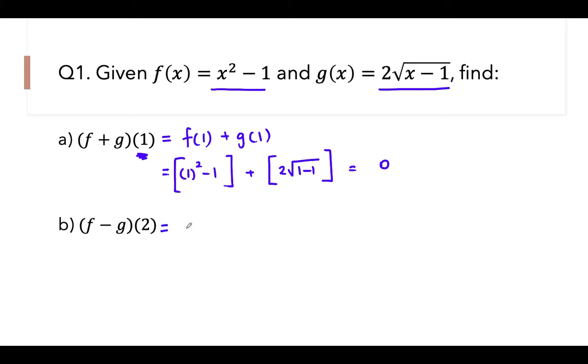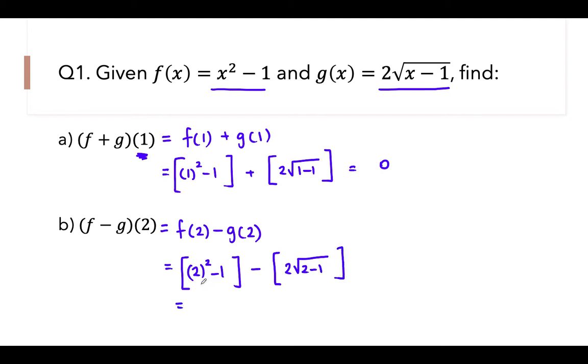Next, we have a subtraction. If I were to separate it into different functions, it would be f of 2 minus g of 2. So the order is important. Then I will be plugging 2 into my function f. So 2 squared minus 1, that's f, minus, into the g function now, 2 times the square root of 2 minus 1. So 2 squared minus 1 is 3, minus the square root of 2 minus 1, which is 1, times 2 is 2. Therefore, my answer is 1.